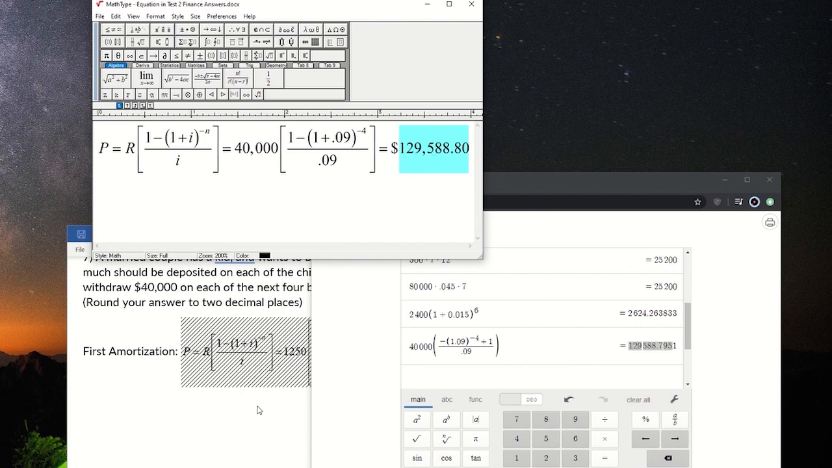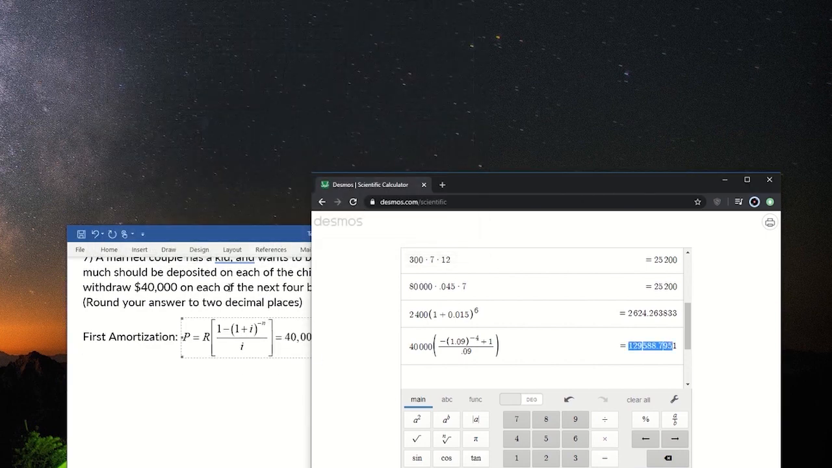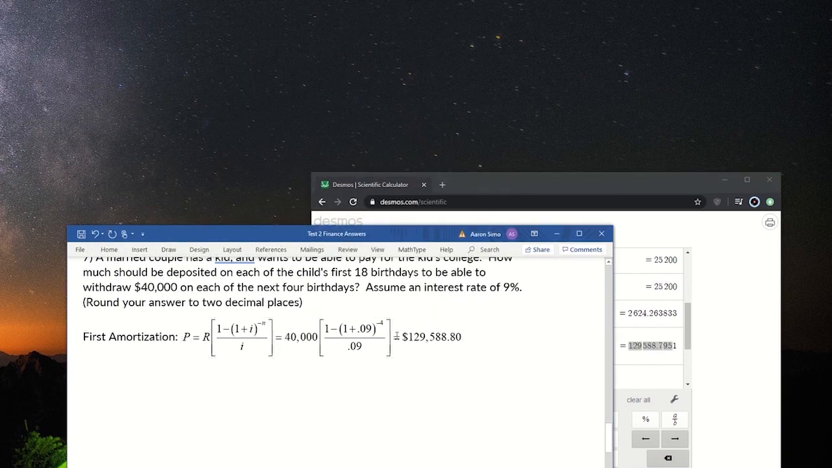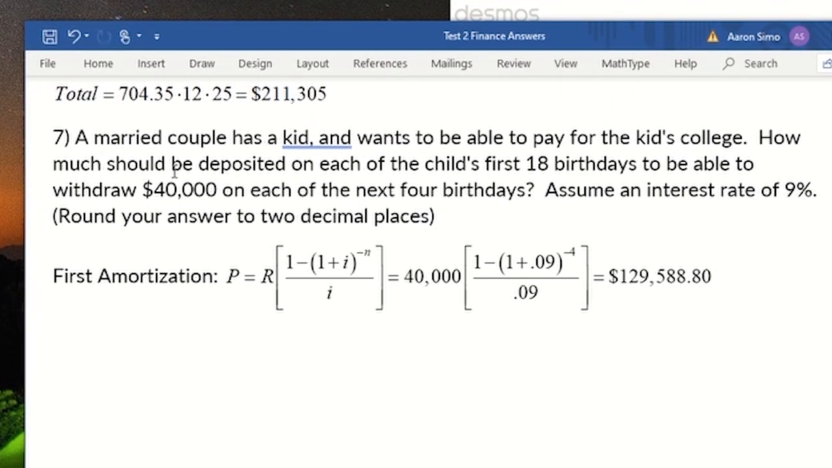All right, so let's see. I'm going to press X. From here, think about it. How much should be deposited on each of the child's first 18 birthdays? So for that, I'm going to say now annuity, recurring payments, 18 years.